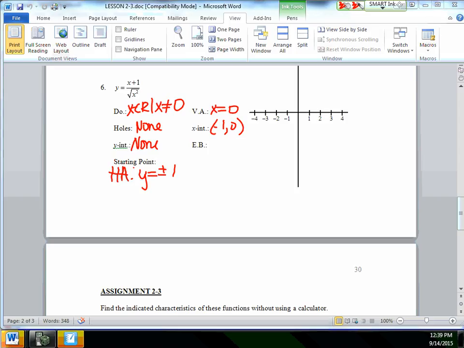So now let's draw this information in here. We have the point -1, 0. We have horizontals at 1 and -1. I'm just going to take them down just a little bit. And we have a vertical at x equals 0. So now you're trying to figure out, okay, what is this graph going to look like?